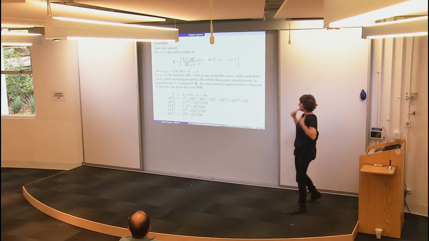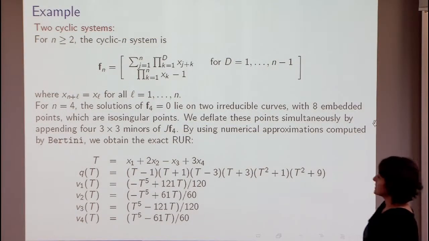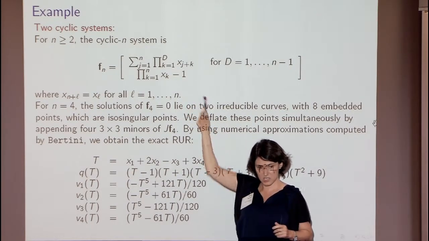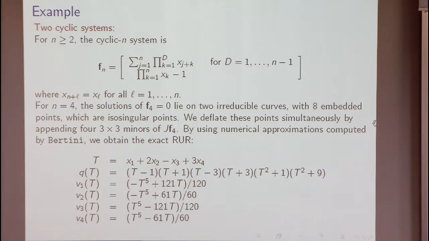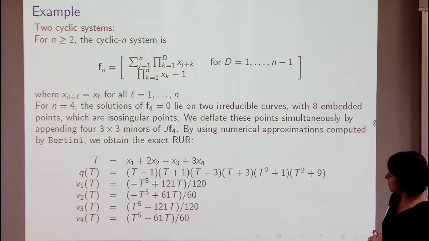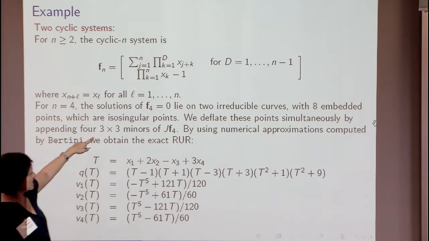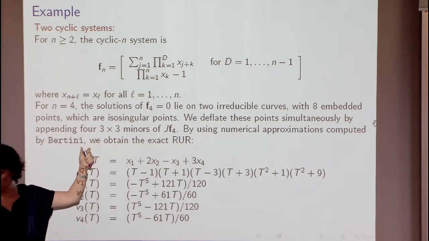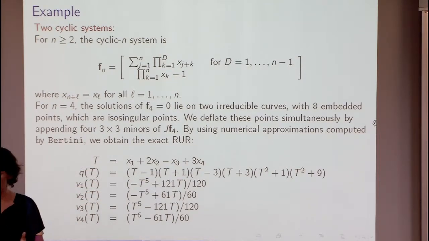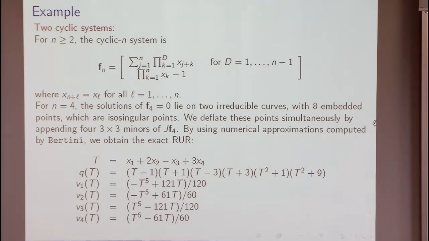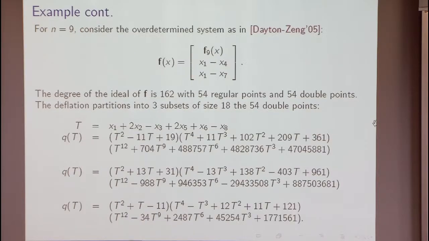The second example is called the cyclic n system, because you cycle around the variables in these products. And again, this is considered hard to solve because of the high number of singular roots and also the symmetries in the solution. For n equal 4, it has 8 isosingular points. Using just one step of deflation, we deflated them, and then you can certify them with the over-constrained certifier. So this is, again, the rational univariate representation that you can compute exactly.